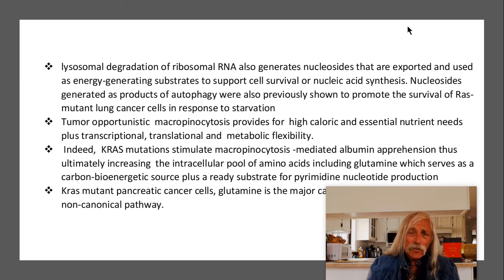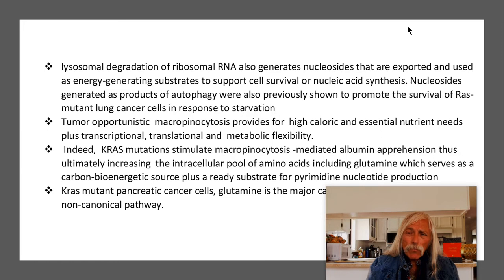So nucleosides can be used for that, or they can be used to resynthesize nucleic acids, as I just said, particularly RNA. But after the ribonucleotide reductase, you can also make DNA, of course. This is also a way that invading microorganisms like bacteria and viruses can get more nucleotides for the production of their RNA or for replication of their DNA.